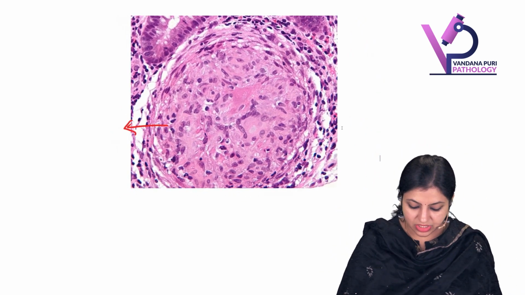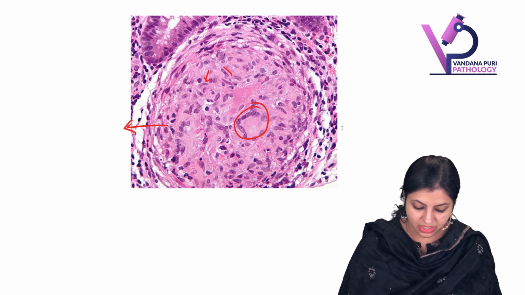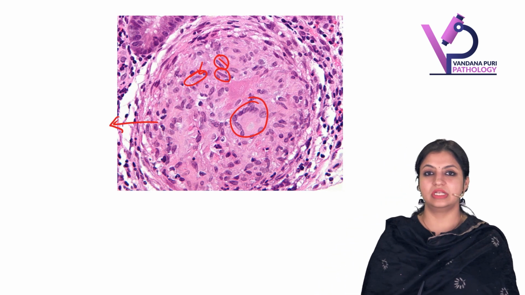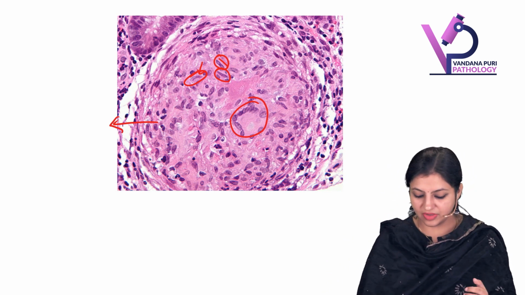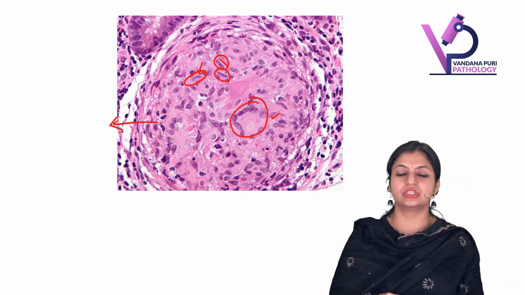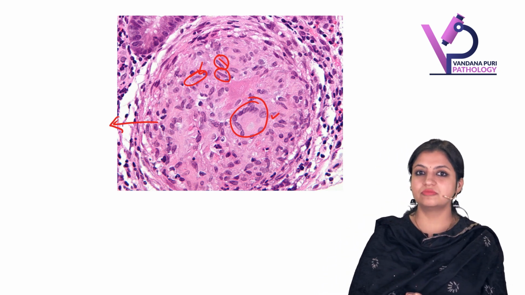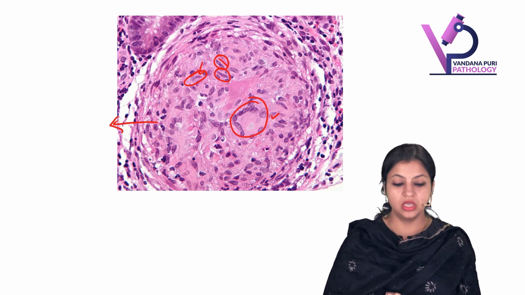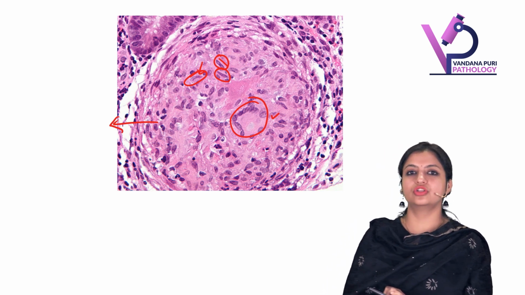So can you see? This is a giant cell. These are all elongated cells here like this. So what are all these elongated cells? Epithelioid cells. So you can see epithelioid cells and giant cells here, isn't it? Here we have a Langhans type of giant cell. So we have giant cells and epithelioid cells, but there is no caseous necrosis. So this is a non-caseating epithelioid cell granuloma, which is a morphological hallmark of Crohn's disease.